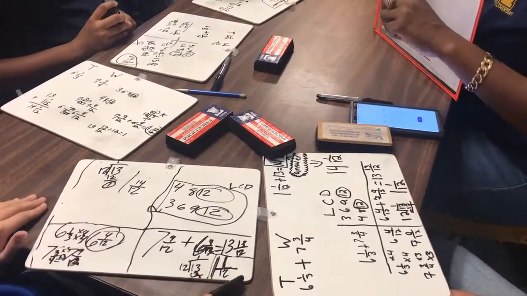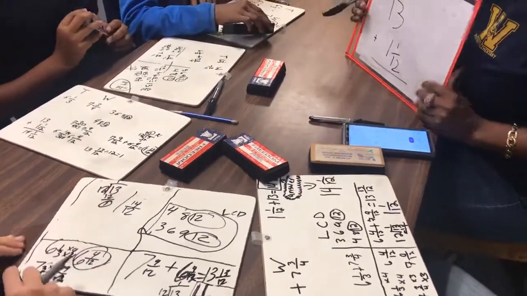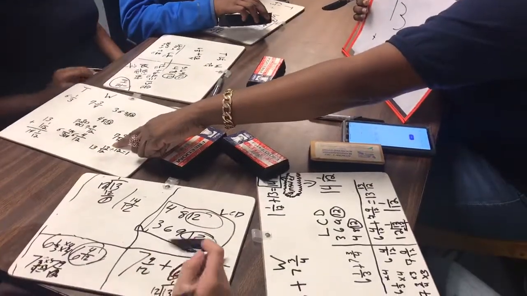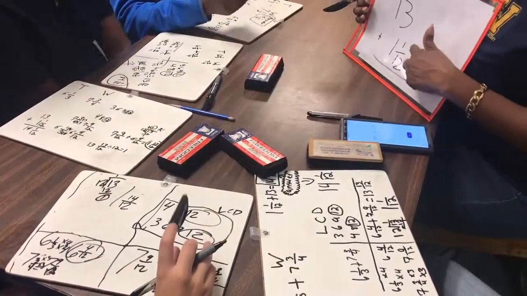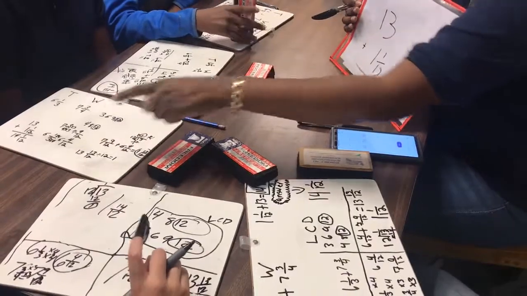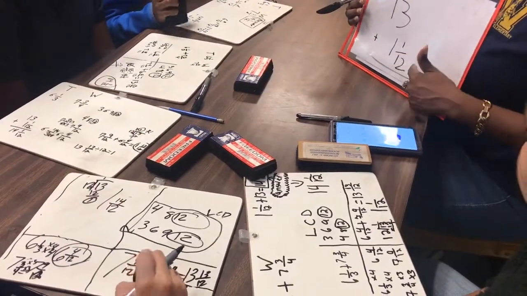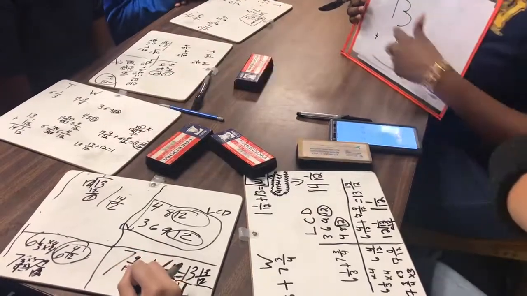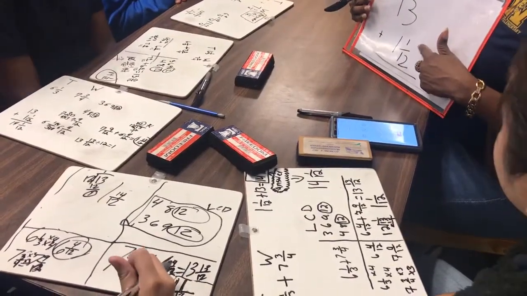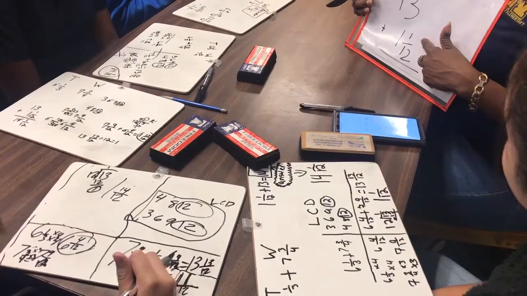Excuse me. Okay. Guys, all we did was take this and change it into a mixed number. So now instead of having 13 and 13 twelfths, now we have 13 plus 1 and 1 twelfth. It's the same thing. Okay, we just wrote it differently. We simplified it. All right?